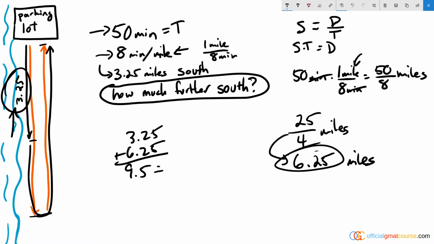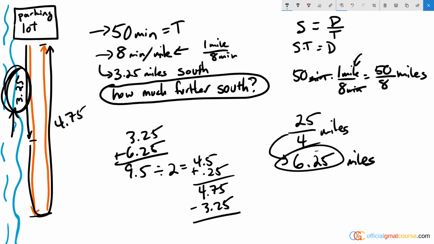Now that means that each way is going to be half that. So 9.5 over 2, and 9 divided by 2 is 4.5. And the 0.5 divided by 2 is 0.25. And you add those up and you get 4.75. And that is the total distance in each direction. So this distance is 4.75. And the remaining distance after the 3.25 on this side is a total of 1.50. So 1.50 is our answer. That is answer choice A.